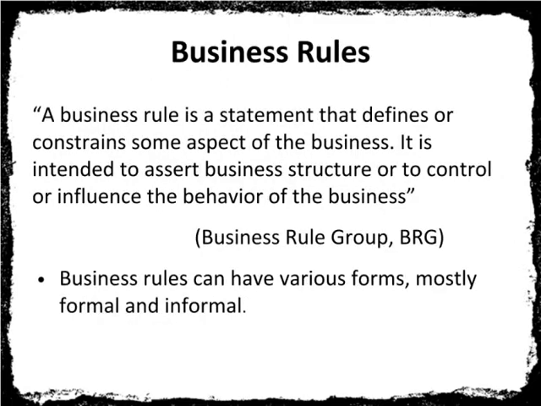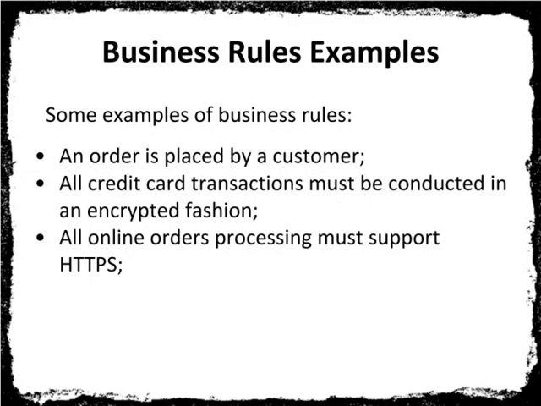About business rules. According to the Business Rule Group, a business rule is a statement that defines or constrains some aspect of the business. It is intended to assert business structure or to control or influence the behavior of the business. Business rules can have various forms, mostly formal and informal. Some examples of business rules include: an order is placed by a customer. All credit card transactions must be conducted in an encrypted fashion. All online orders processing must support HTTPS, and so on.